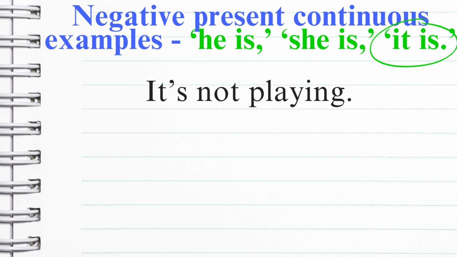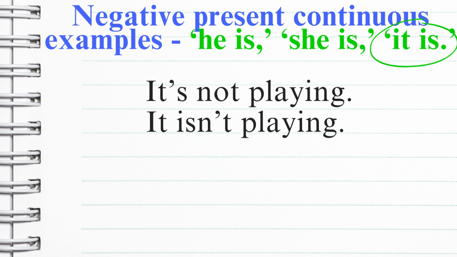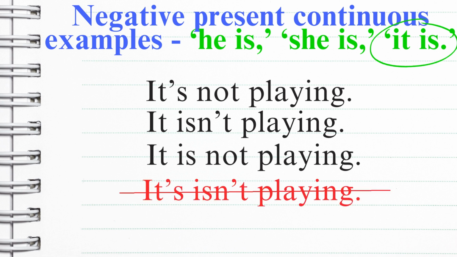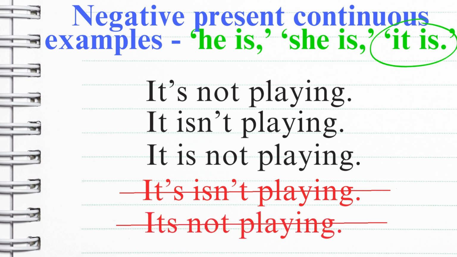Now we'll look at it is not. So it's not playing, it isn't playing, it is not playing. Again, you can't say it's isn't playing, okay? It doesn't make sense. Also, this sentence is wrong too. It's not playing. You might be looking at it going, why is it wrong?